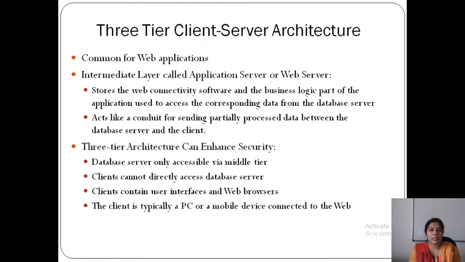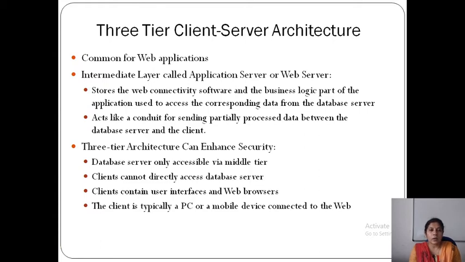Now the third category is the three-tier client-server architecture. This is very common in web applications, where you have three different layers. One is the presentation layer, then the business or application layer, and then at the lower level we have the database layer. You want to store the information in the database, right? So at the lower level you will have the DBMS.